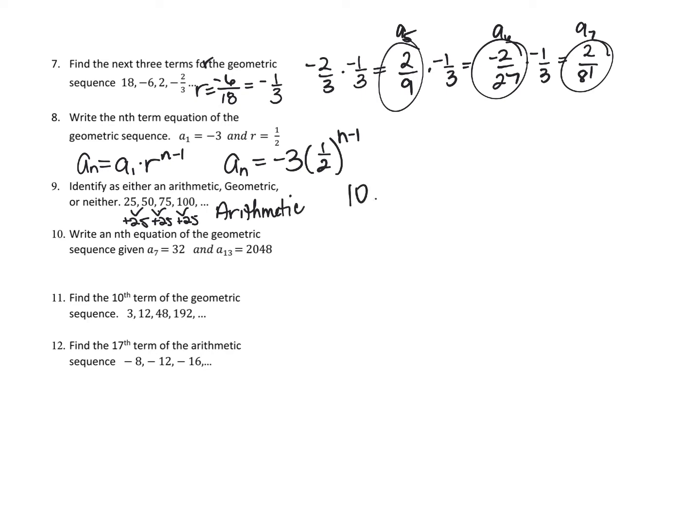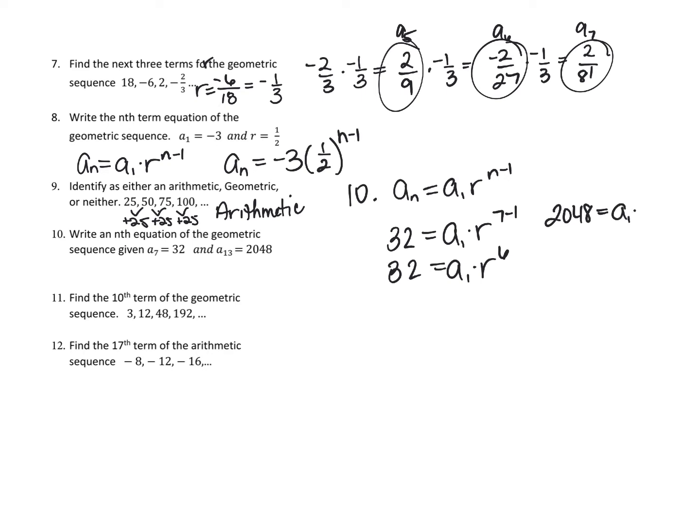Number 10, write an nth term equation of the geometric sequence given a7 is 32 and a13 is 2048. So this is where we're going to take our an equals a1 r to the n minus 1, and we're going to write the two equations. 32 equals a1 times r to the 7 minus 1. That's 32 equals a1 times r to the 6th. And then we have 2048 equals a1 times r to the 13 minus 1. 2048 equals a1 times r to the 12th.